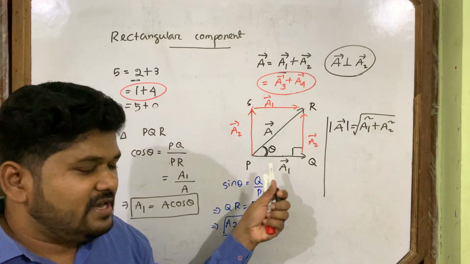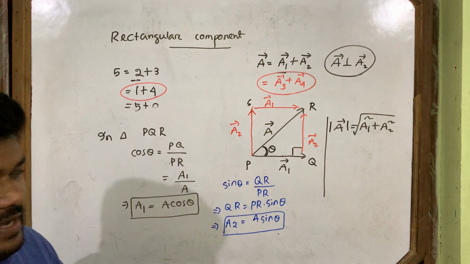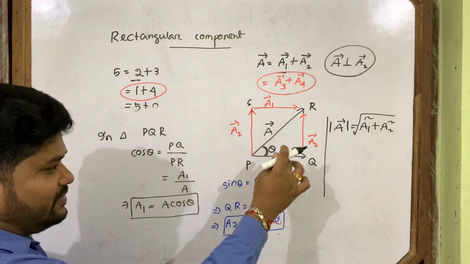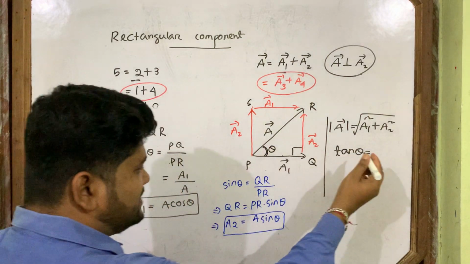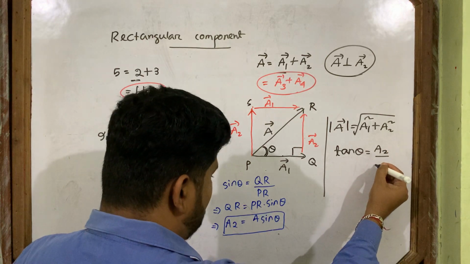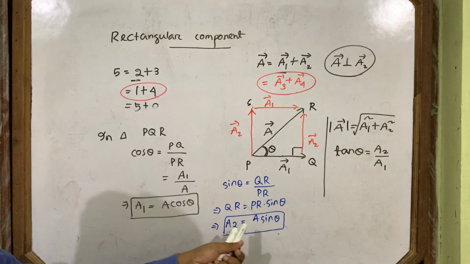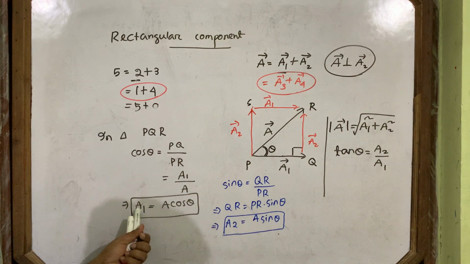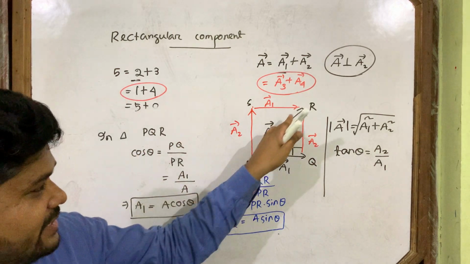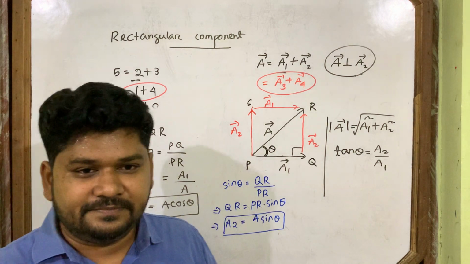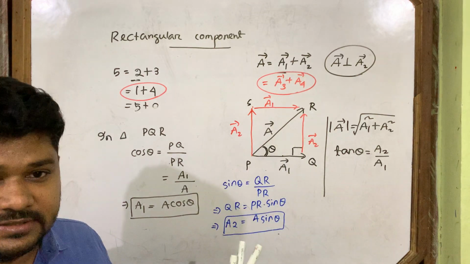If two components are given, how can you find the resultant? Square root of a1 square plus a2 square. This is the formula. And if you want to find the angle, then tan theta is equal to a2 by a1. Also if you divide here, you will get the same thing: tan theta equals sin theta by cos theta, so a2 by a1. If the two components are given, you can find the magnitude of the resultant as well as the angle. So this is the division of a vector into components.